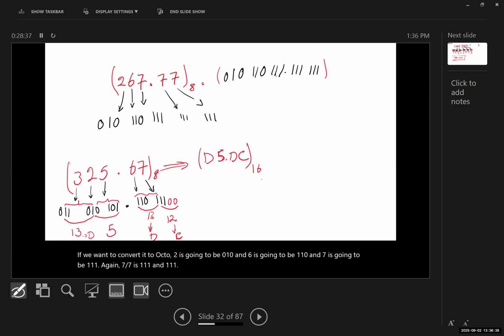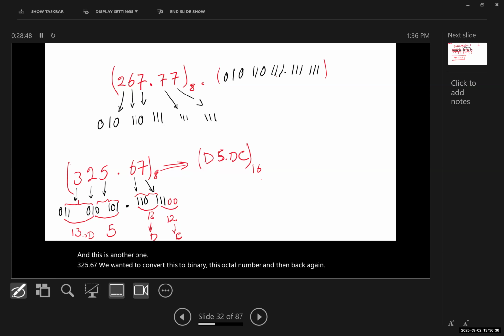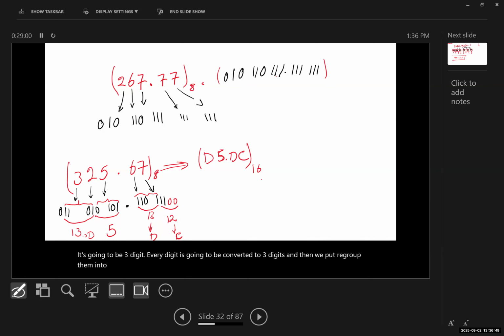And this is another one, 325.67. We wanted to convert this octal number to binary, and then back again to hexadecimal. So when we convert it to binary from octal, every digit is going to be converted to 3 digits. And then we regroup them into 4 digits. And then we convert it back to hexadecimal.